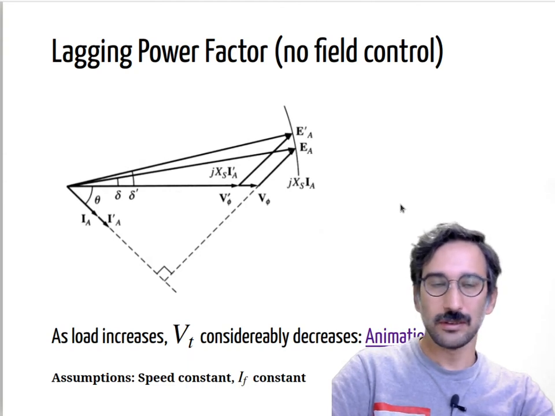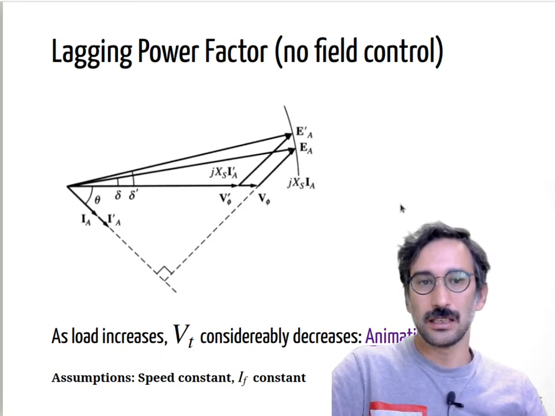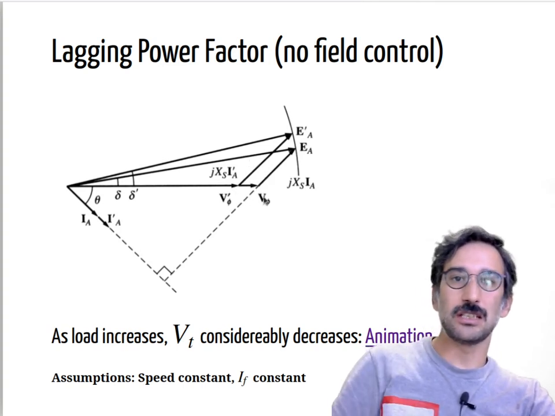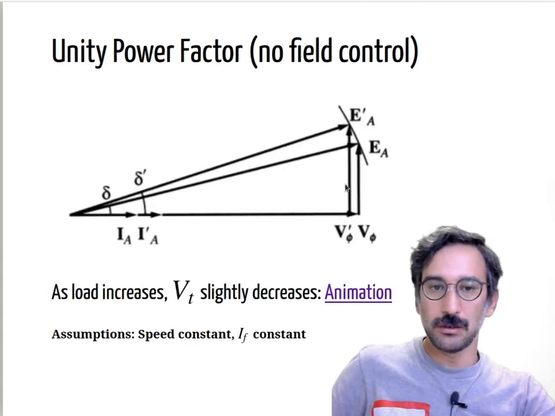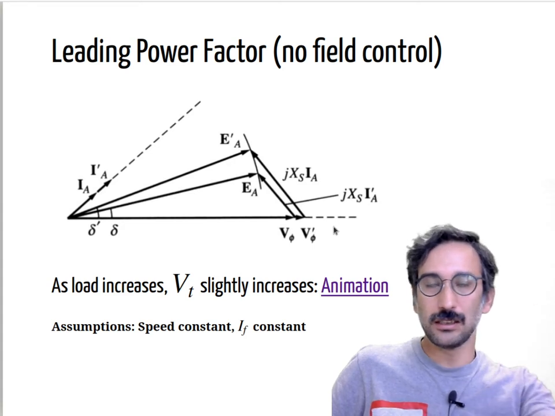Okay, so if you have independent operation or standalone operation in a generator, there is nothing that holds the terminal voltage, that is completely variable. If you don't have any field control, the EA magnitude will be constant, so depending on the load, the output voltage will be changing. And we have already discussed the effects of a lagging power factor, unity power factor, or a leading power factor, where it can even increase as you increase the load. The output voltage can go up.